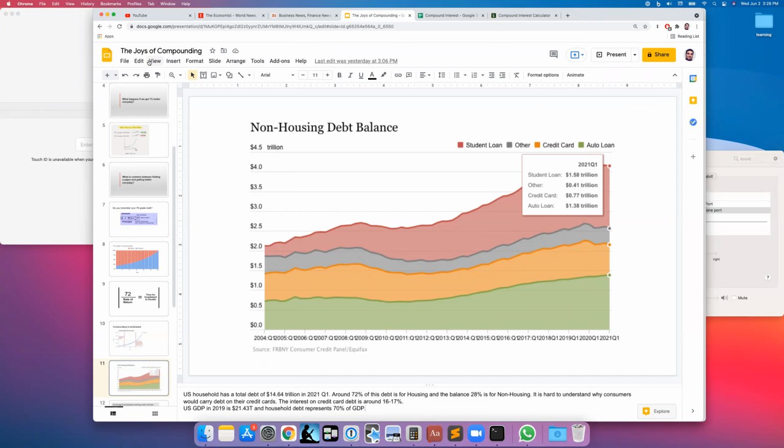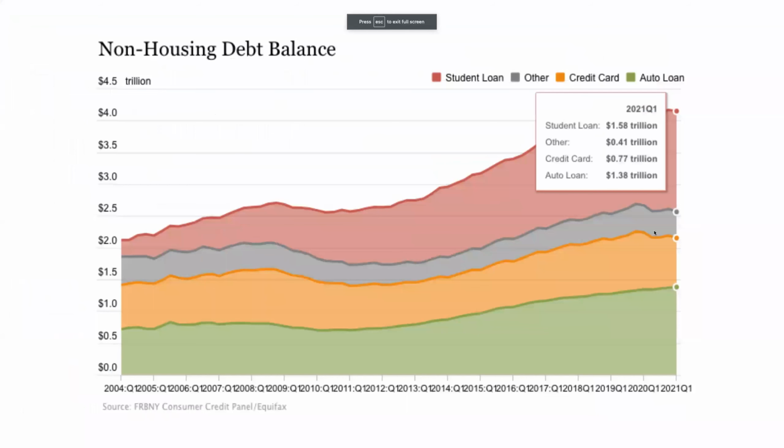Now, why am I showing you this slide? The reason for that is I can understand, for all of these debts, why people take auto loans. Say, for example, if I'm going to buy a car, not many people can afford to pay it all in cash.